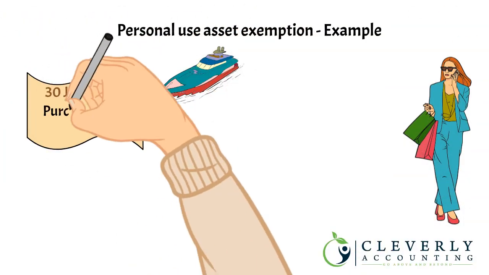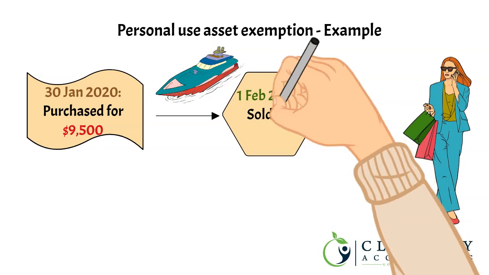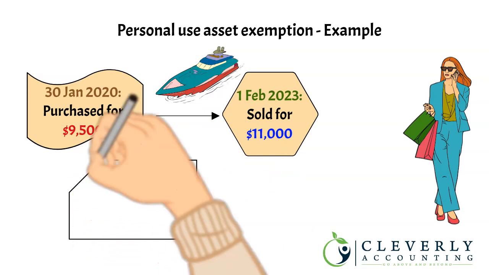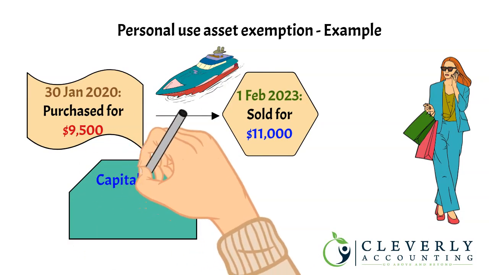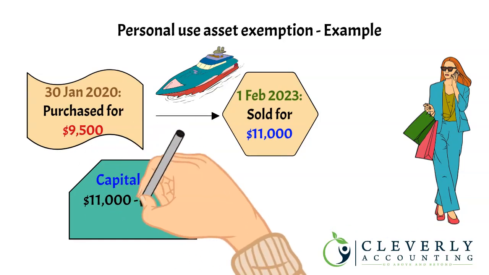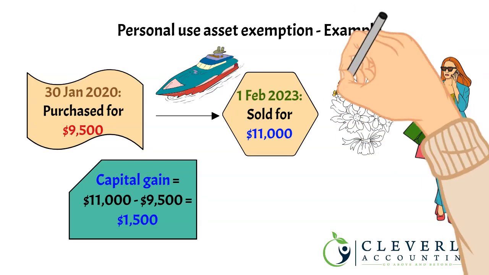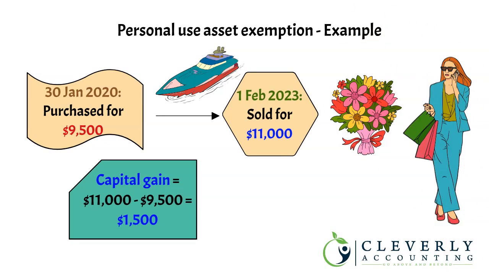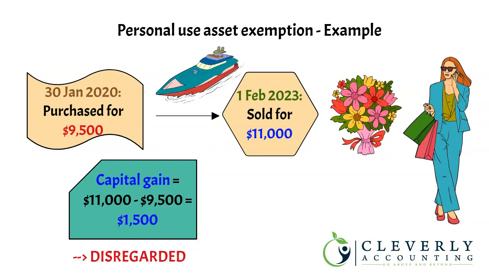Suppose Katie purchased a motorboat on the 31st of January 2020 for $9,500. On the 1st of February 2023, she decided to sell it for $11,000. By subtracting the original purchase price from the sale price, we can calculate that Katie made a capital gain of $1,500. However, since the motorboat is considered a personal asset, and its cost was below the $10,000 threshold, the capital gain can be disregarded.